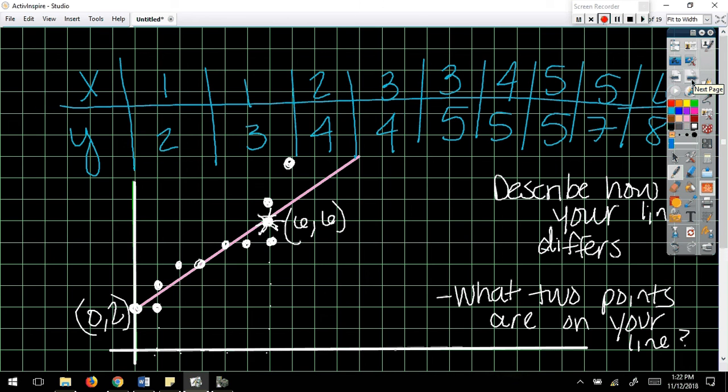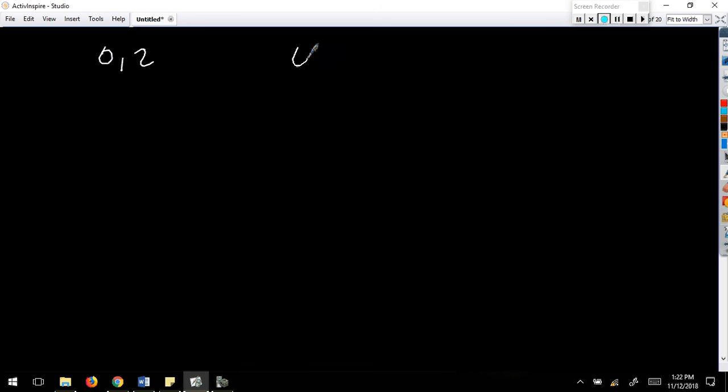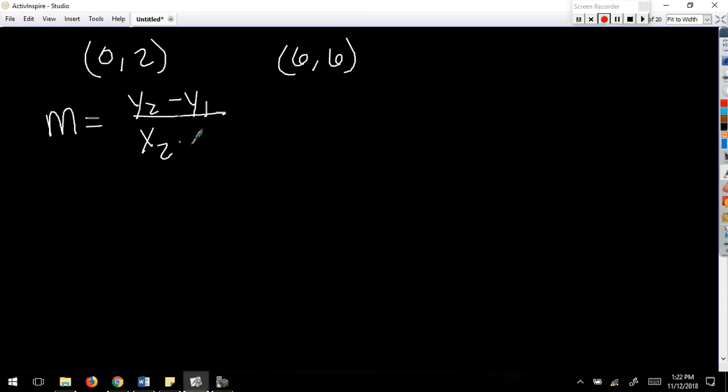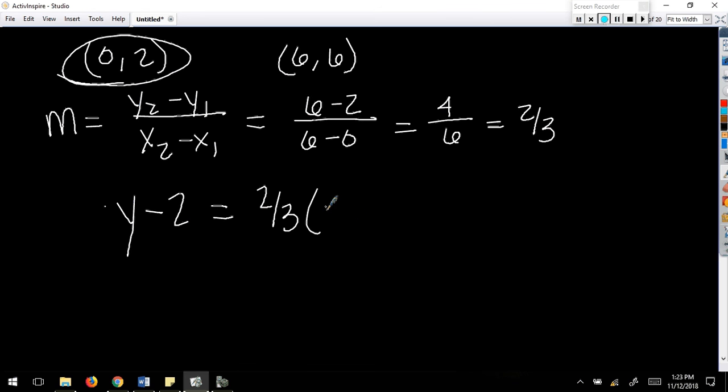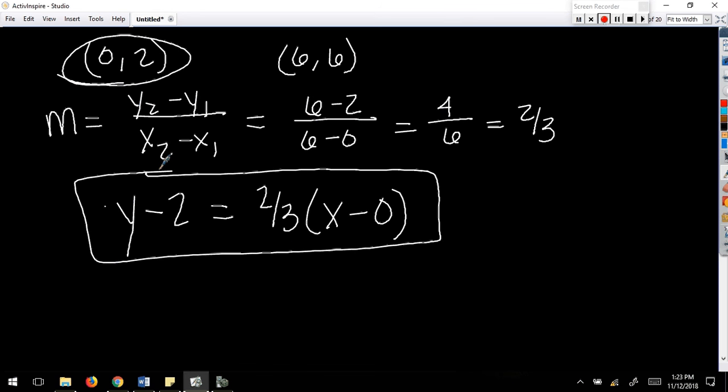Let's take our 2 points now, 0, 2 and 6, 6, and find an equation of the line that goes through them. Remember, I'm going to do slope first: y2 minus y1 over x2 minus x1. So I have 6 minus 2 divided by 6 minus 0, which is 4 over 6, which is 2/3. Now when I plug that into point slope form, using the first point, I get y minus 2 equals 2/3 times x minus 0. You can leave it just like that. So you tell me, what's your equation for that line?